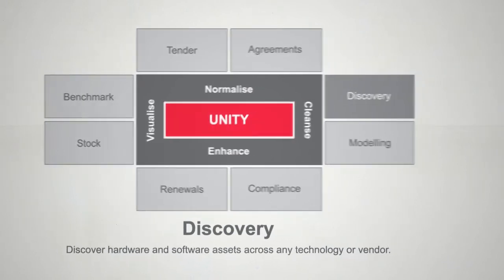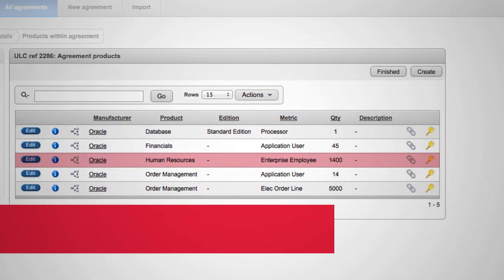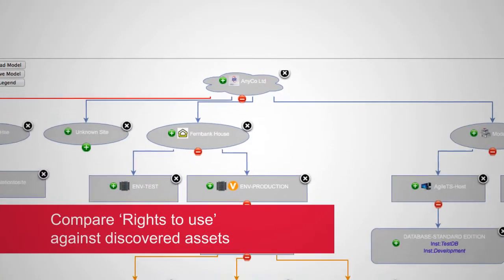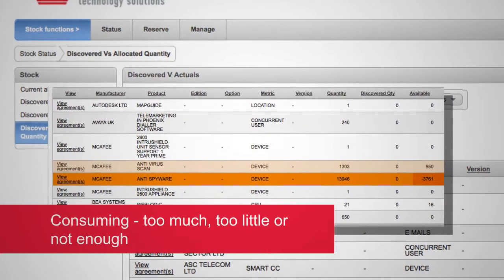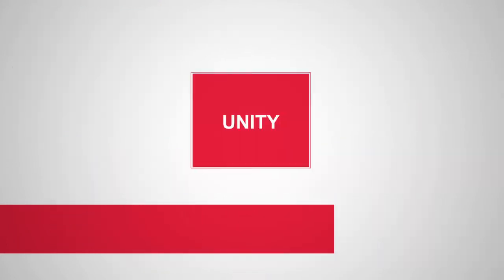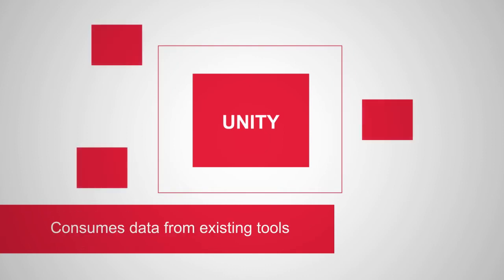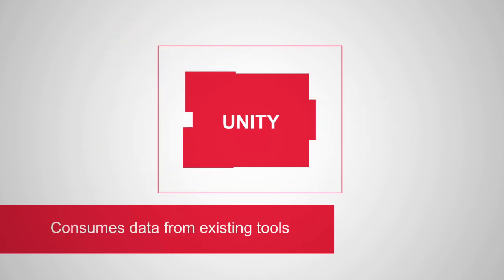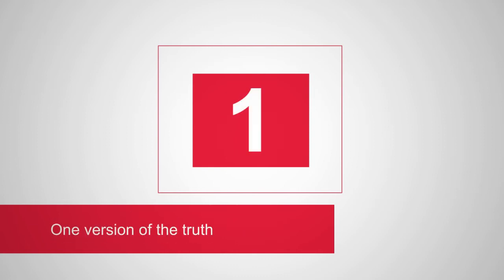Discovery with a difference. Rights to use agreement data can then be compared against discovered deployed assets, identifying whether AnyCo are consuming too much, too little, or not enough. Unity can either perform the discovery itself or consume data from existing multi-vendor tools before cleansing and normalizing the outputs to produce one version of the truth.